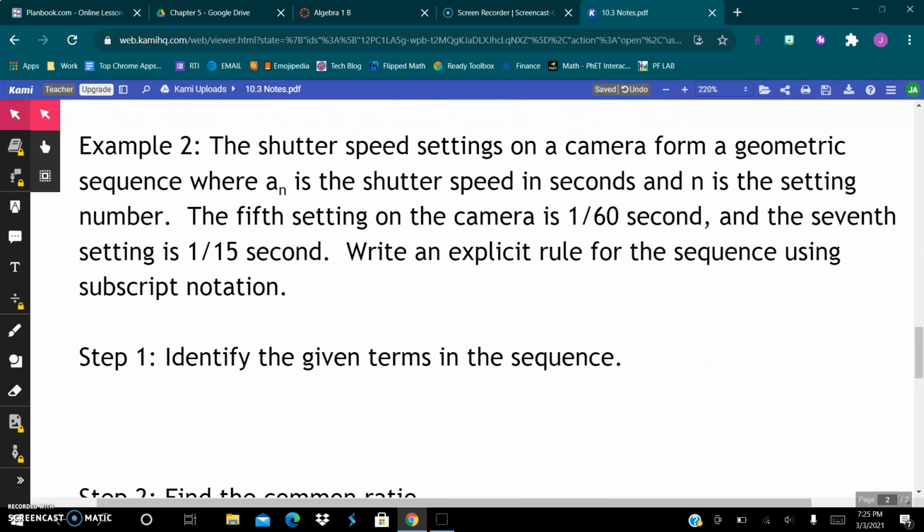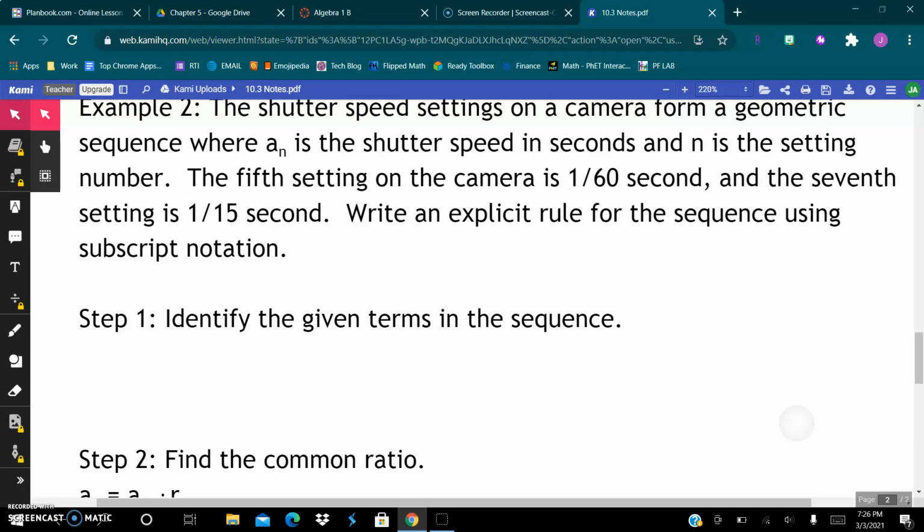All right, example 2. The shutter speed settings on a camera form a geometric sequence where a of n is the shutter speed in seconds and n is the setting number. The 5th setting on the camera is 1/60th of a second, and the 7th setting is 1/15th of a second. Write an explicit rule for the sequence using subscript notation.